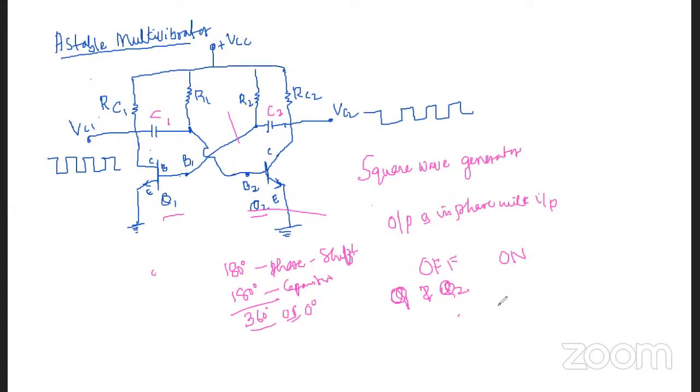So one of the two states first, right? So now if you see the operation here, first what will happen is the Q1 transistor becomes on here. Understand? So first the transistor Q1 becomes on.